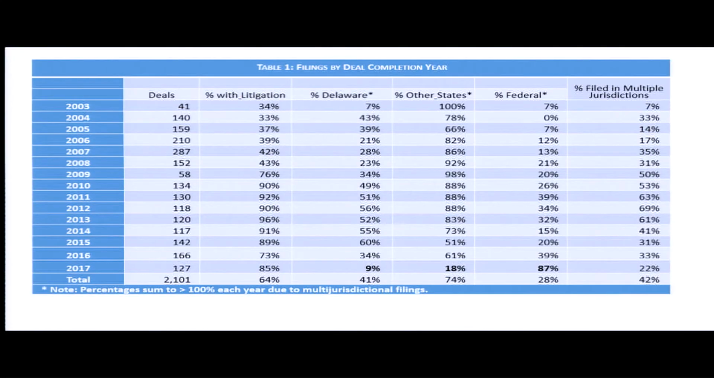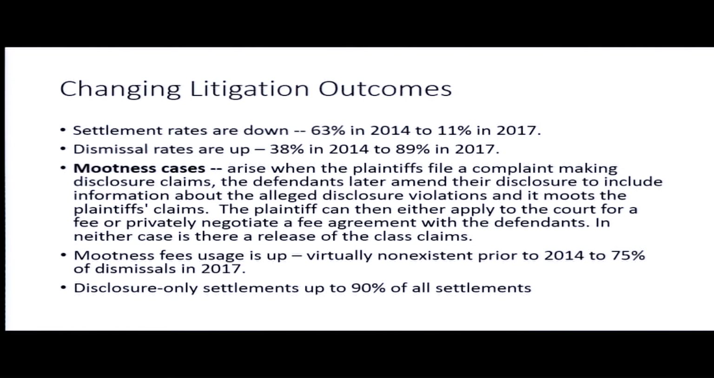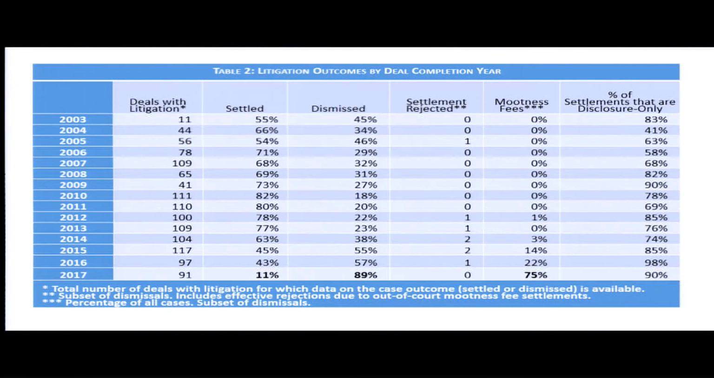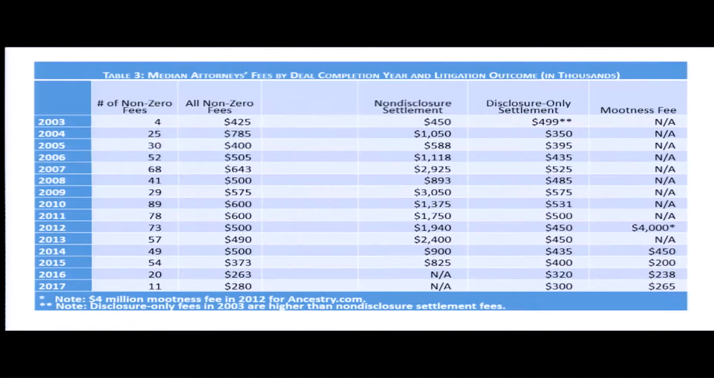But in terms of the resolution of the cases that are filed, here's litigation outcomes, if that's what you're interested in: dismissal rates, settlement rates, and then fees and size of settlements. So I think there's a lot of outcome data. I'm not exactly sure what you'd be interested in knowing about.